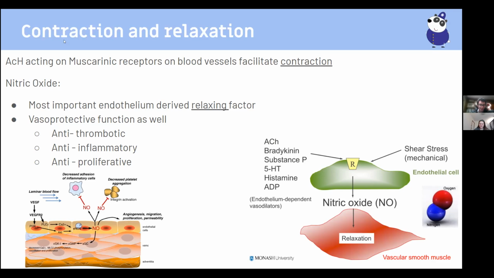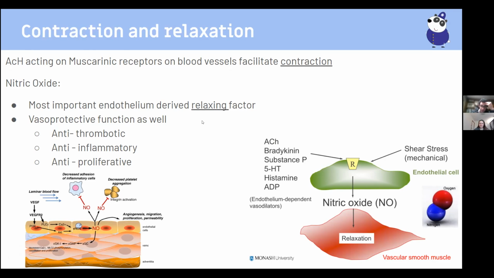Contraction and relaxation. So acetylcholine acts on muscarinic receptors on blood vessels, and that facilitates contraction. So know that: acetylcholine, muscarinic, contraction. Most of this lecture is going to be about nitric oxide and its effect on relaxation or dilation.